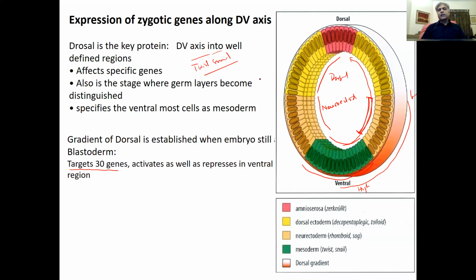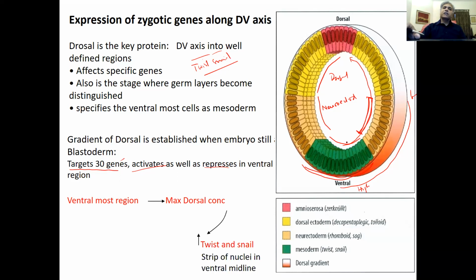Okay. So all these nuclei are sharing transcription factors which are present in the cytoplasm. Now, dorsal targets 30 genes, and it activates some of them as well as it represses some of them. In the ventralmost region, as I told you, there's maximum concentration of dorsal, and this maximum concentration of dorsal activates two genes called twist and snail in just a stripe of nuclei in the ventral midline.